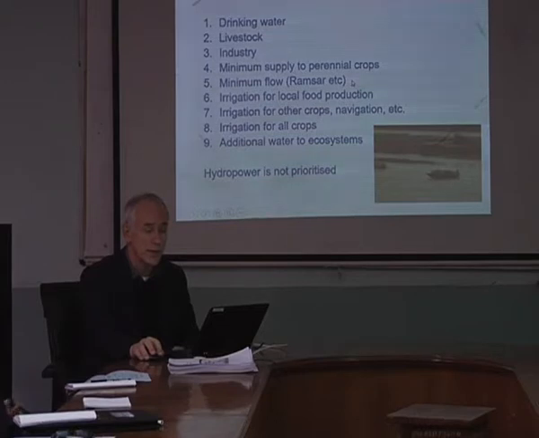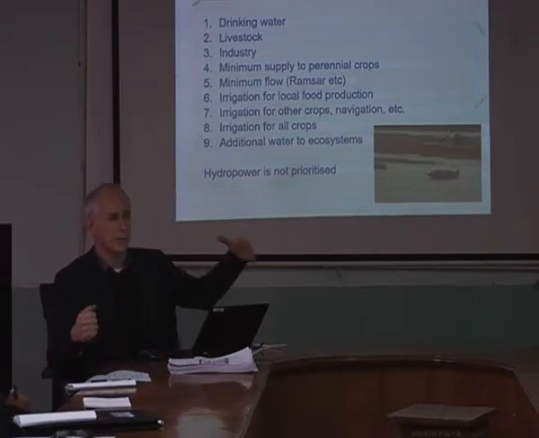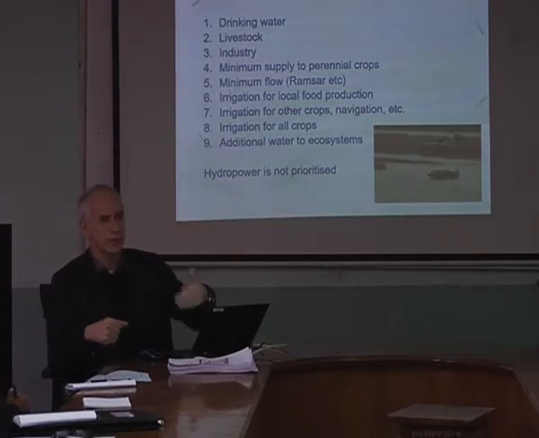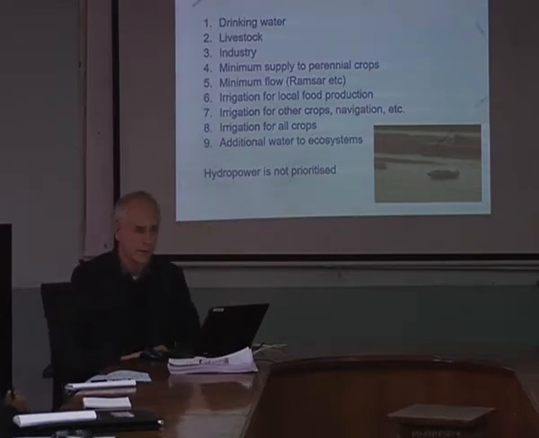This Ramsar site has some minimum flow requirements, and they put that as number 5. Then came irrigation for local food production, for other crops, for navigation, all crops, and additional water to the ecosystem. They decided not to prioritize hydropower at all, but just produce whenever water was released from a reservoir for use downstream, then you can produce power at that time, right? So that was the order.